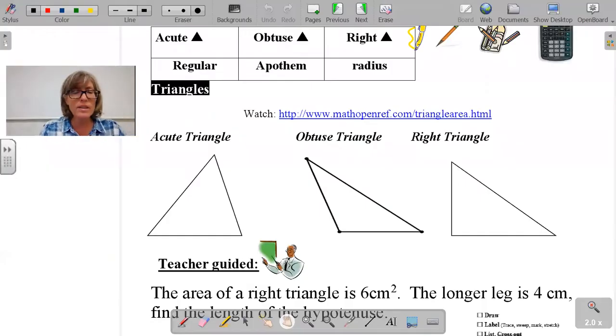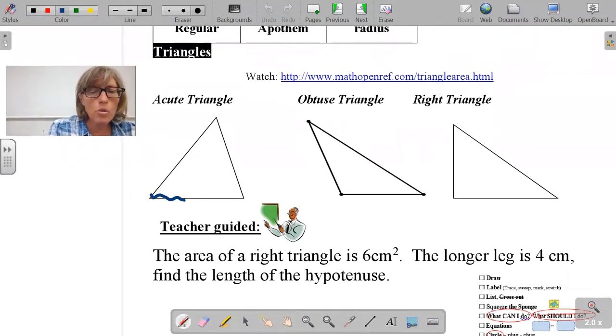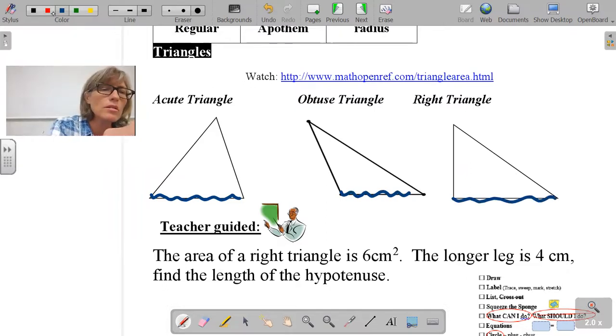So in drawing this right here, I'm going to squiggle all the bases. That would be the base. That would be the base. That would be the base.